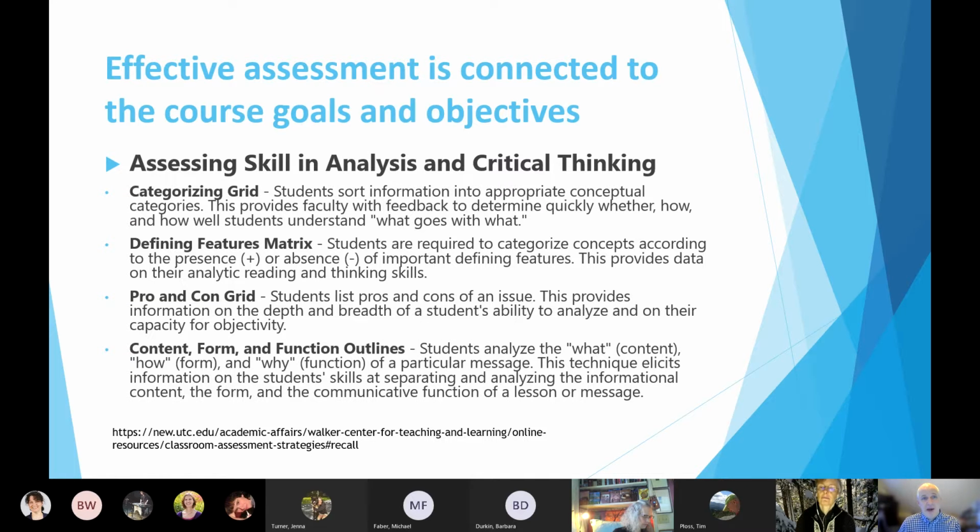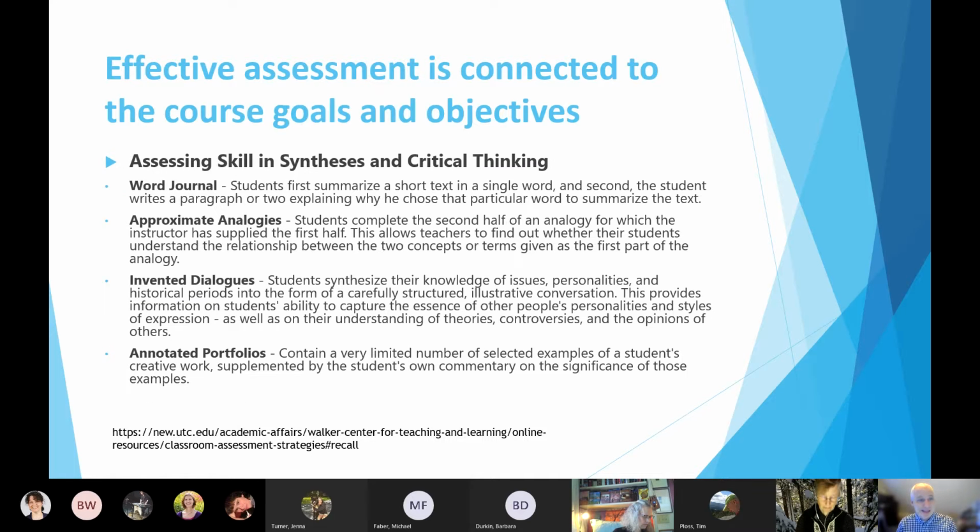If I'm thinking more about synthesis, then I can do things like a word journal, which I like, where the first thing they have to do is take just one word to summarize what they think, whatever the context is, and then they write one or two paragraphs about why they chose that word. So it really makes them synthesize it clearly with the word, but then lets them expand on that from there. It makes them think about it as concisely as possible, but then also take a step back and talk about why they chose that word. And so I like that one.